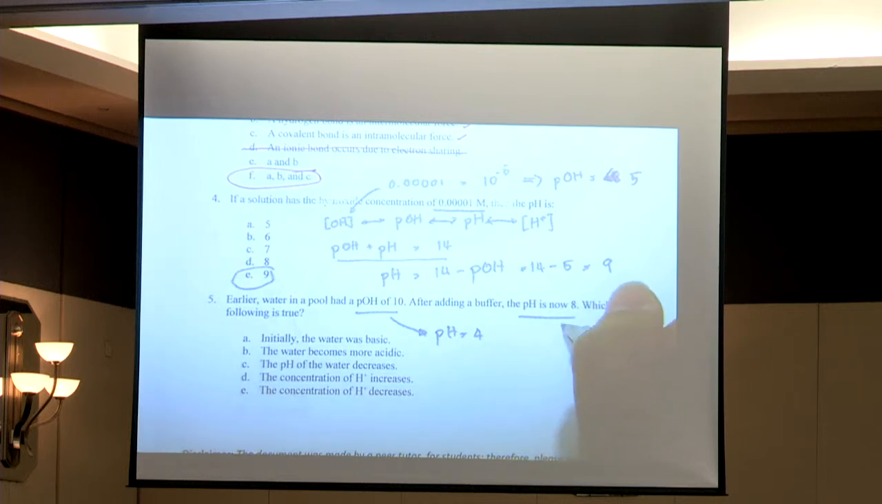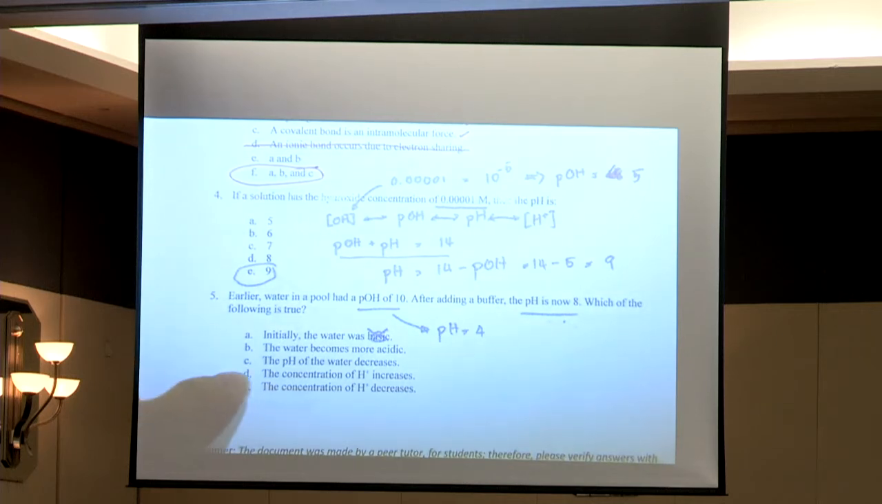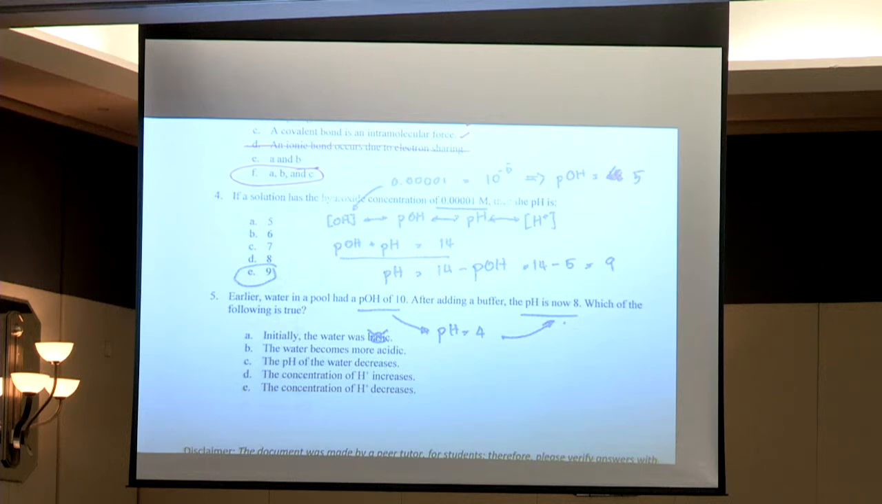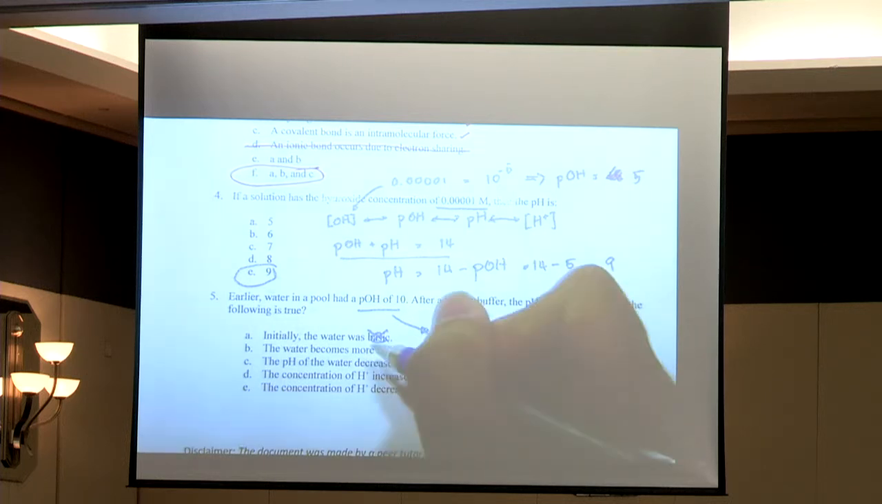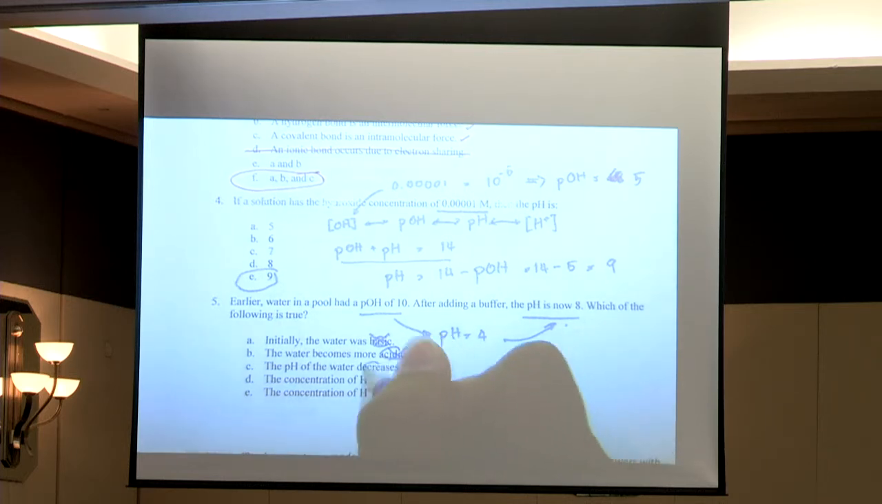But now it's 8. So if we look at the choices, what does the first one say? Initially, the water was basic. Is pH 4 basic? No, right? So it's acidic, so this one cannot be right. The water becomes more acidic. From 4 to 8, is it becoming more acidic or more basic? Basic, right? So this one is also not correct. The pH of water decreases. Is it decreasing? No, it's increasing, right? So that can't be right.